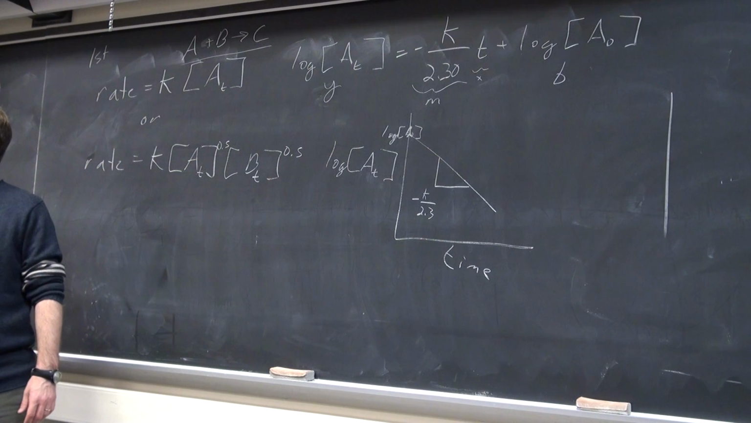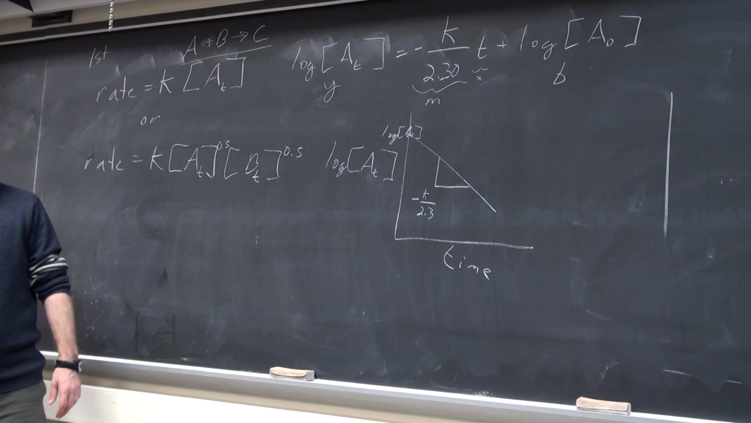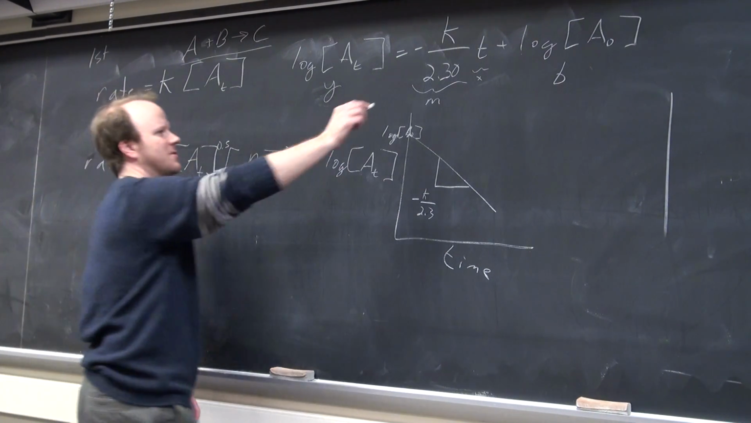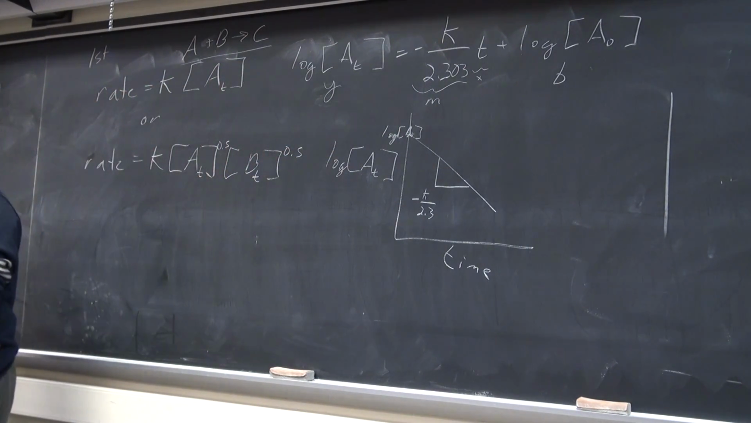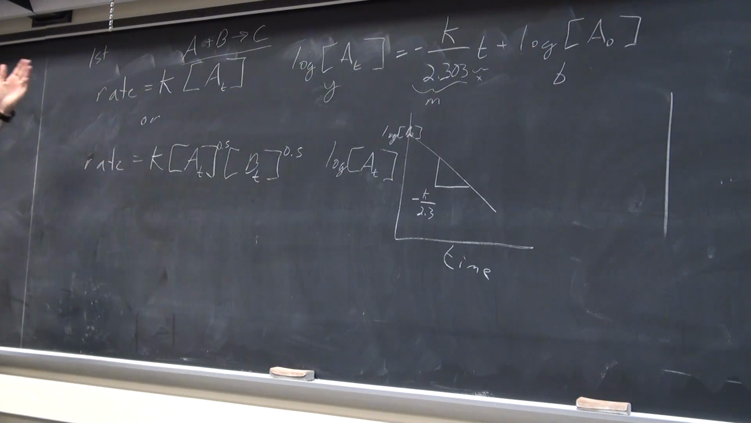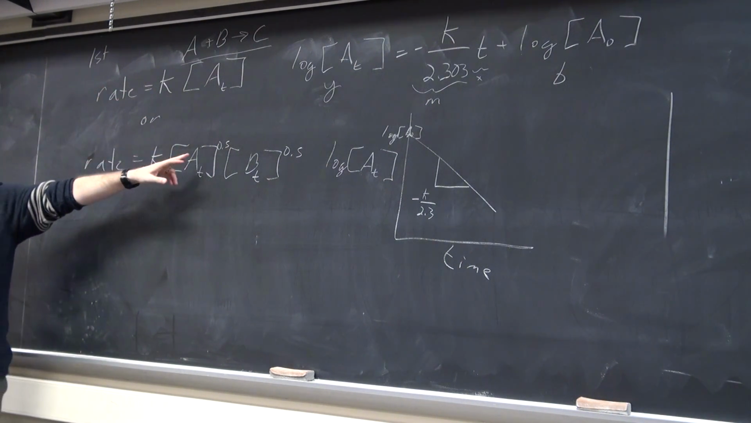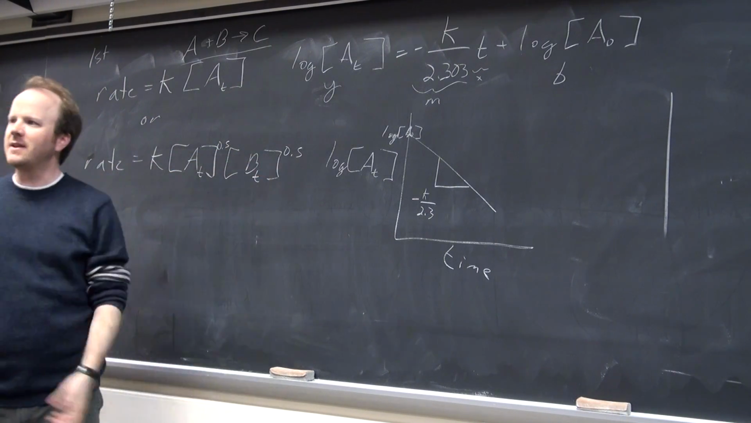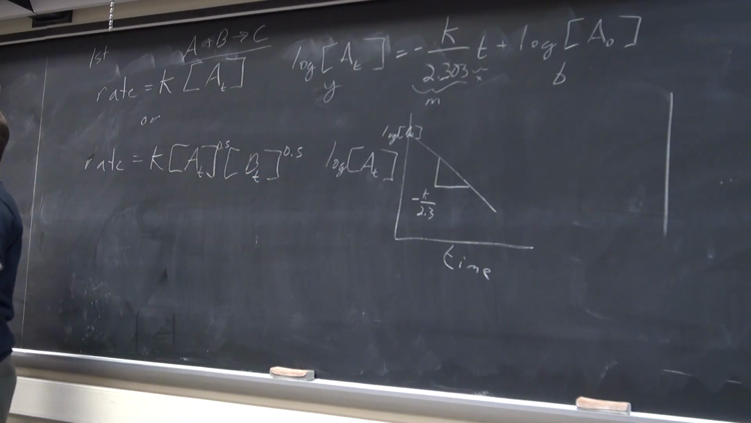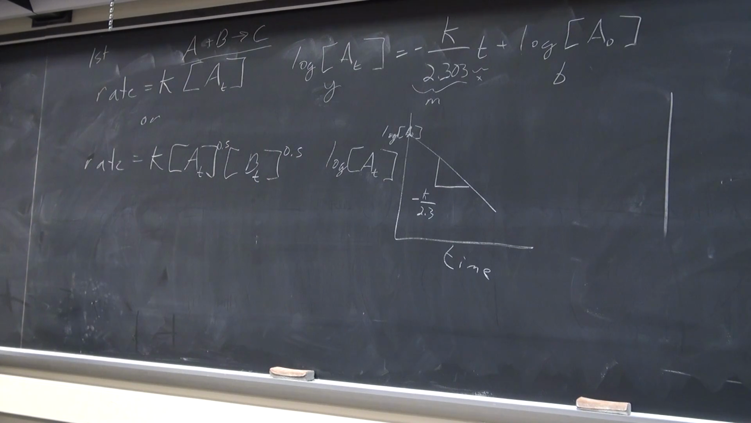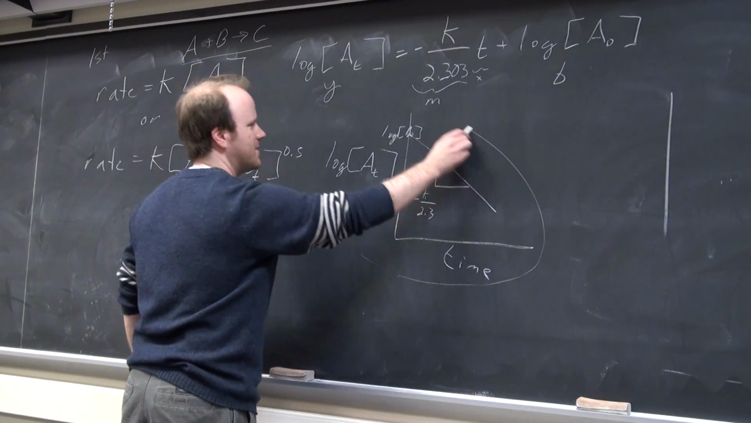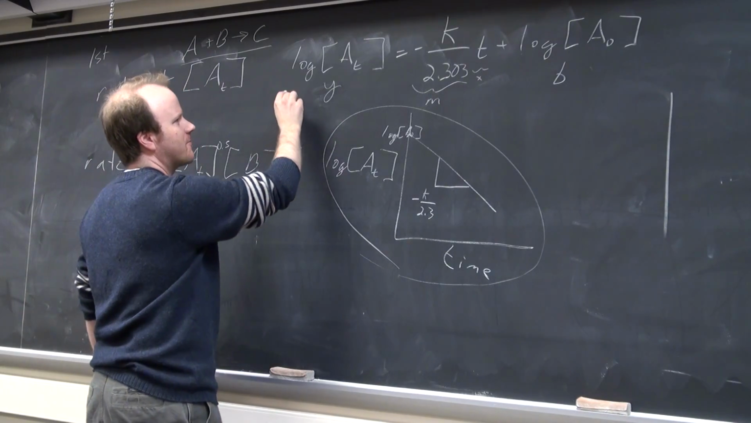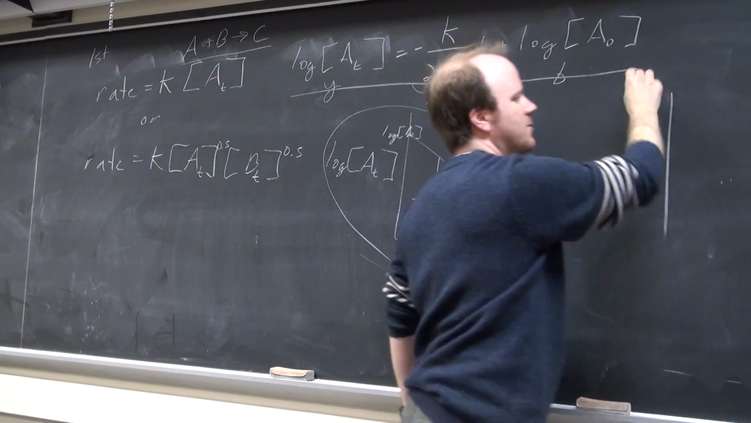If you use natural logs, can you get rid of the 2.3? Yes. This is 2.303, so that goes away if you use natural logs. So first order, the key part of it is m plus n is 1. That's the definition of first order, right? No other definition of first order.